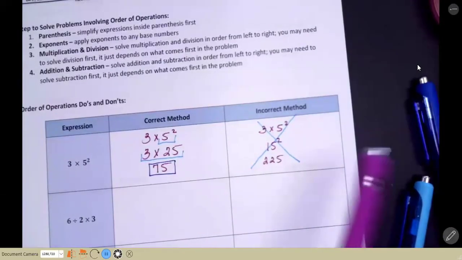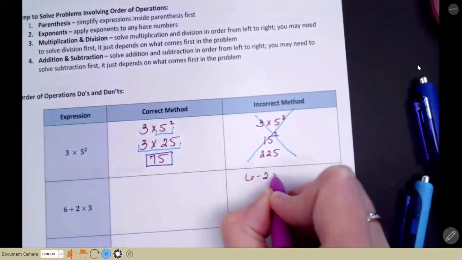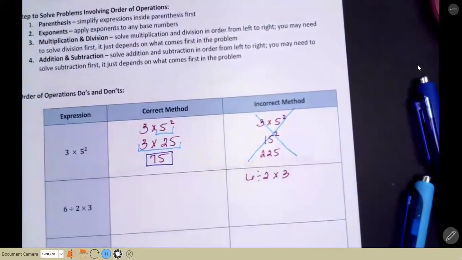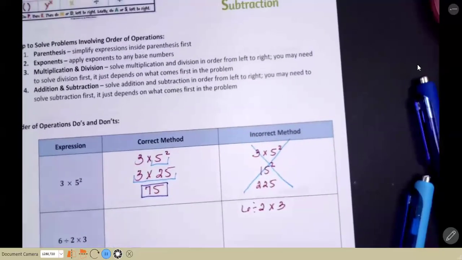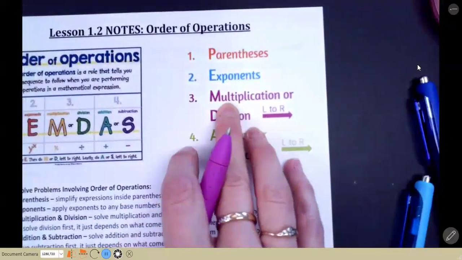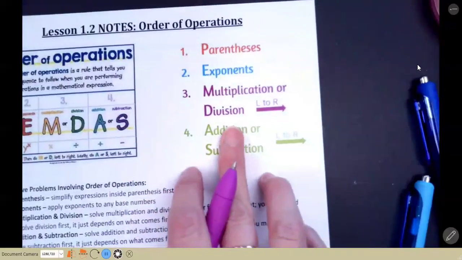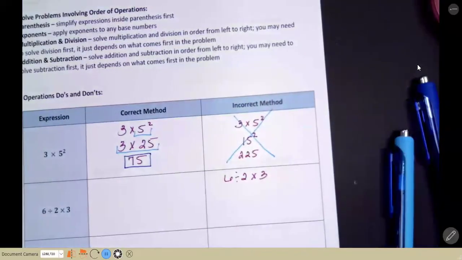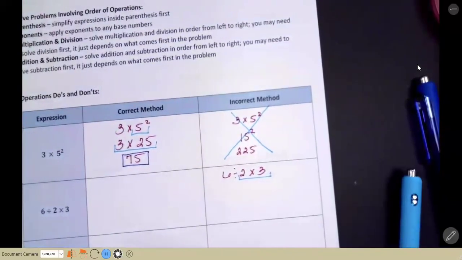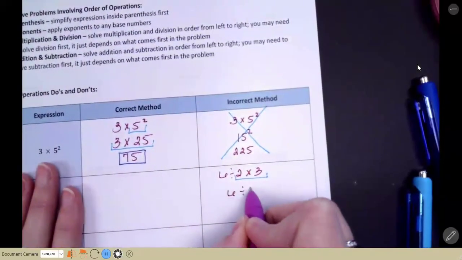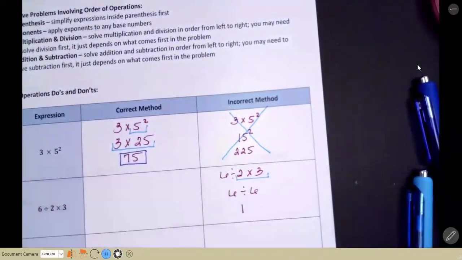All right, now I'm going to write in the incorrect box 6 divided by 2 times 3. Because the order of operations has multiplication first and then division, in PEMDAS, a lot of students will think, oh, well then I need to do 2 times 3 first. And so they'll do 2 times 3 first. 2 times 3 is 6. And 6 divided by 6 is 1.